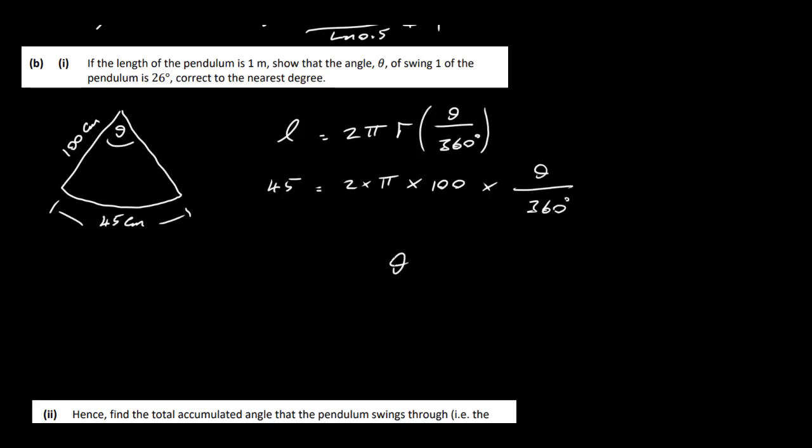So when you do that, you'll get theta is equal to 25.7831, and it goes on, degrees. So we want theta correct to the nearest degree. So theta is going to be equal to 26 degrees, to the nearest degree. Okay, and that's it for part B1.